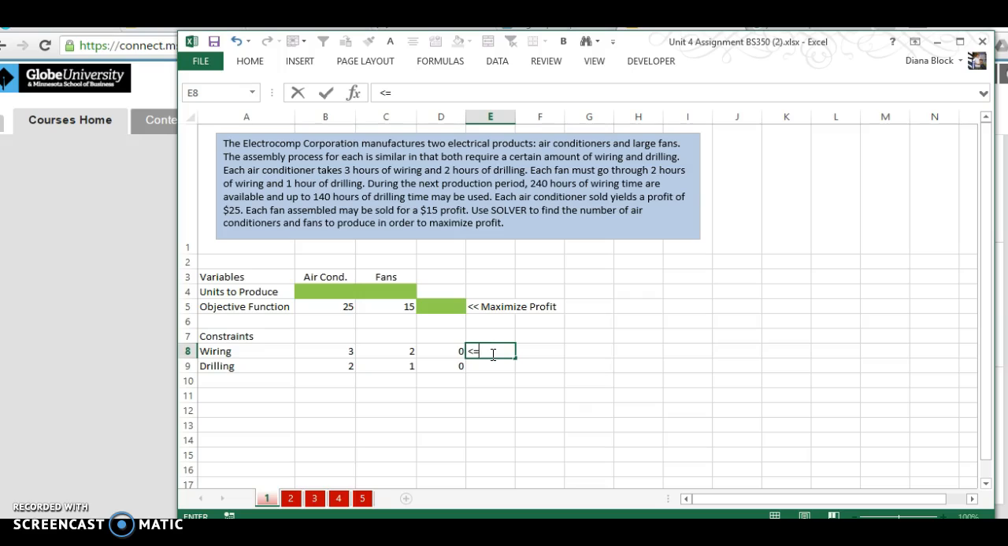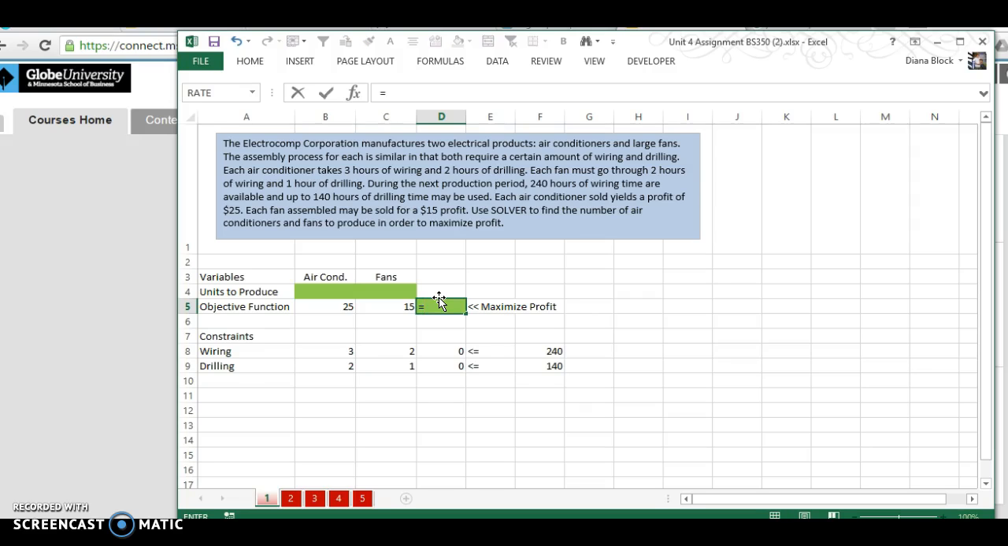We've got a maximum. Wiring first, we have a maximum of 240 hours available to do that. So what I'm saying here is whatever this total wiring amount of time is, it needs to be less than or equal to 240 because that's all the time that we have for wiring. And then the drilling time needs to be less than or equal to 140. According to the paragraph, we only have 140 hours that we can dedicate to drilling. So whatever the result of this formula ends up being, it needs to be less than or equal to 140. We can't have it go over that.